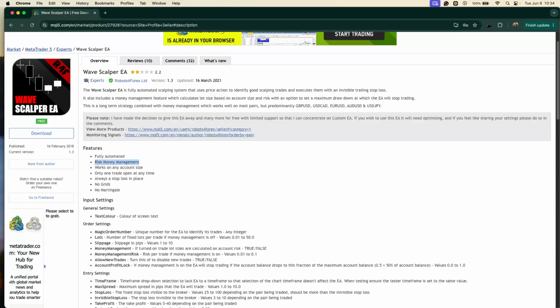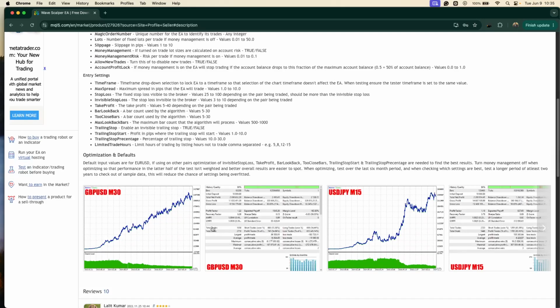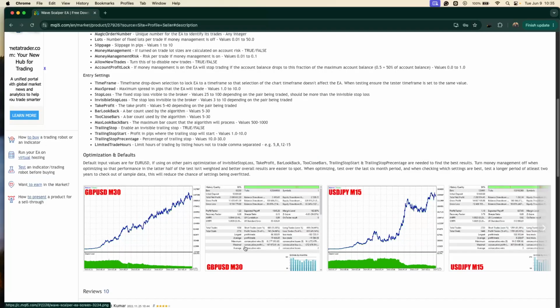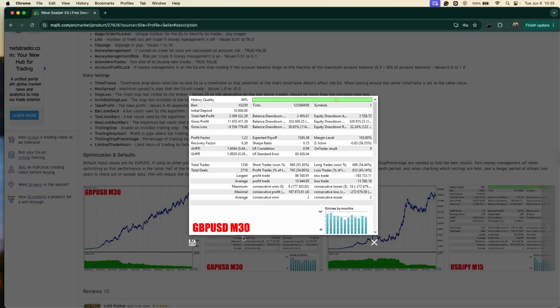They also have their long-term backtest on GBP USD on the 30-minute time frame. You can see this is their equity curve, and this backtest shows over 2 million in profit on a $10,000 deposit, a profit factor of 1.22, around 1,358 trades with a 55% win rate. That is quite mid-range. It's not super high, but at the end of the day it brings out a total net profit of over $2 million, which is the goal at the end of the day.